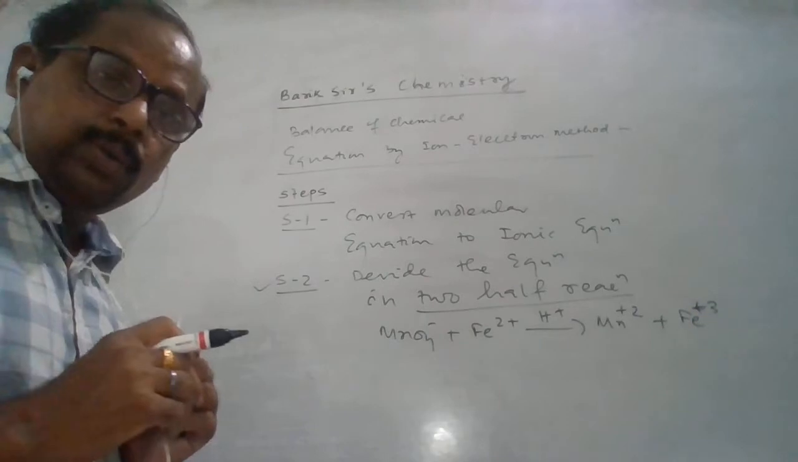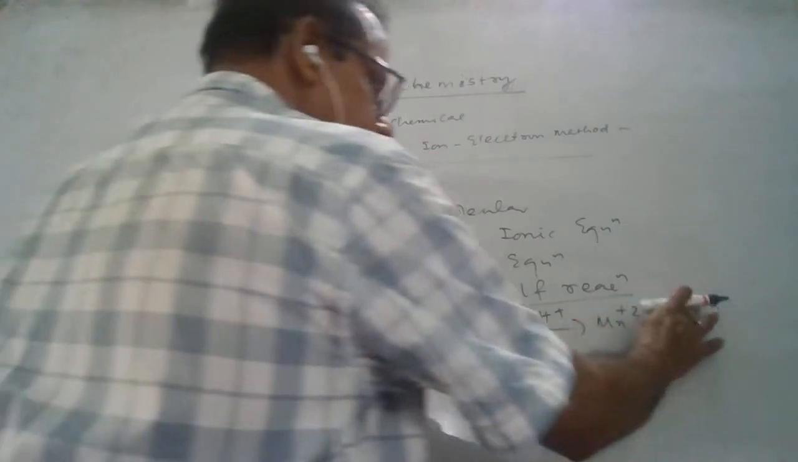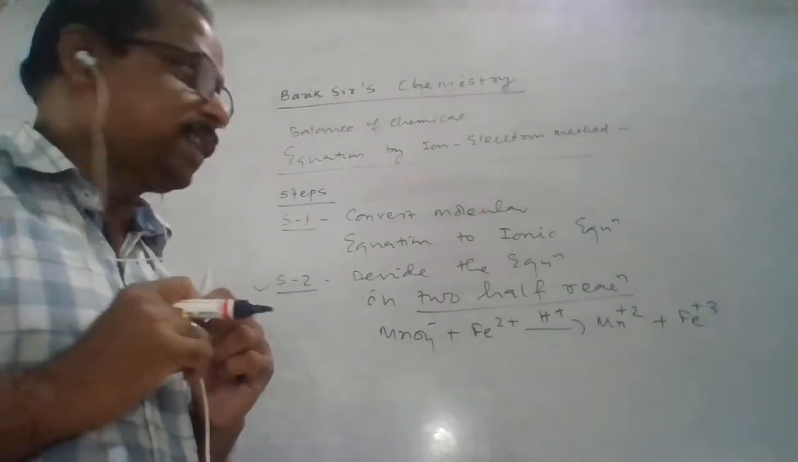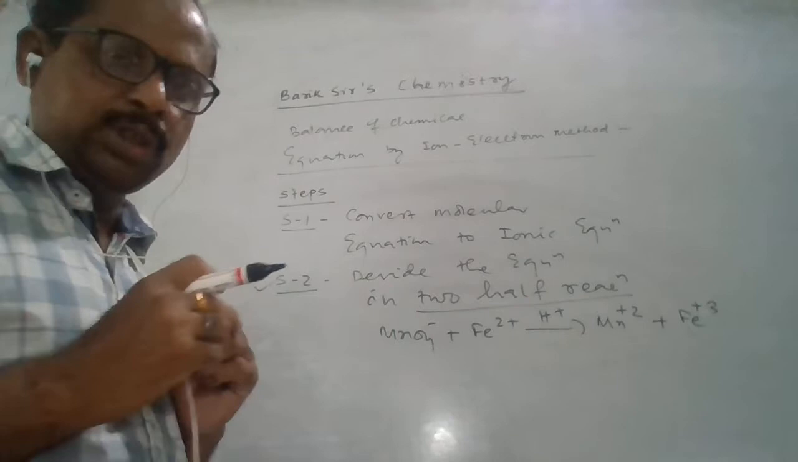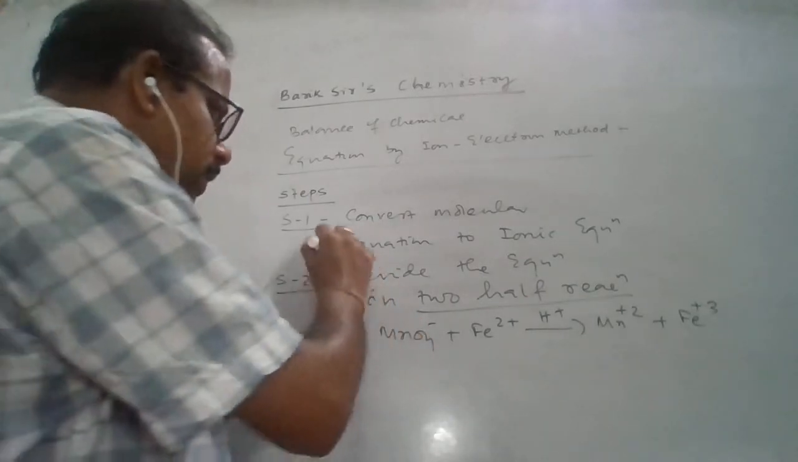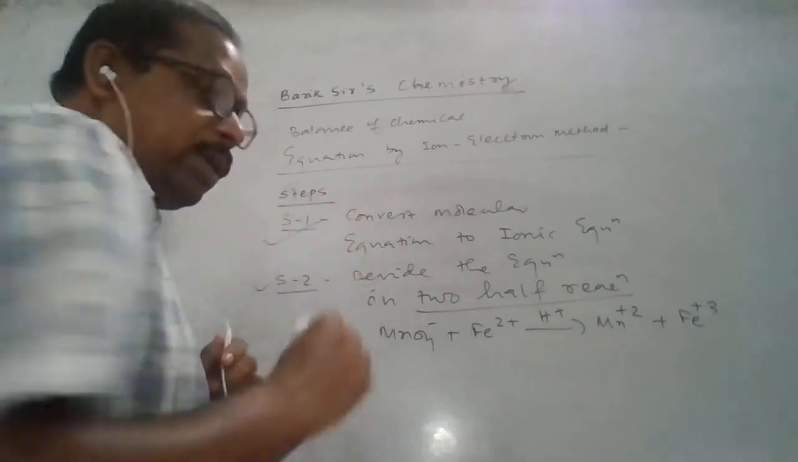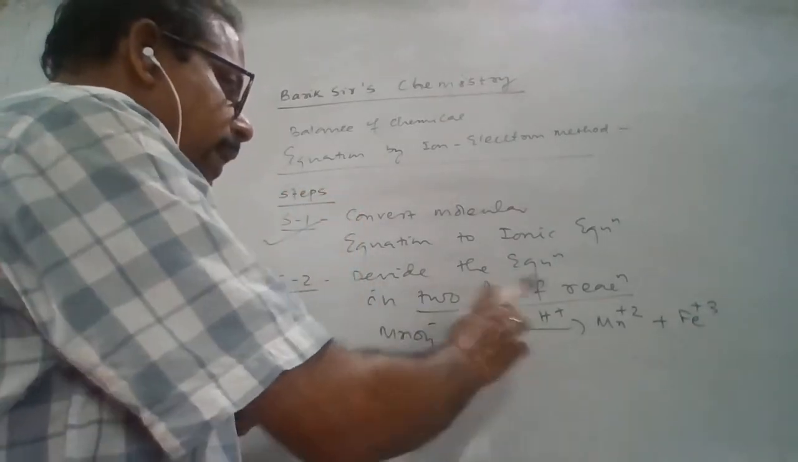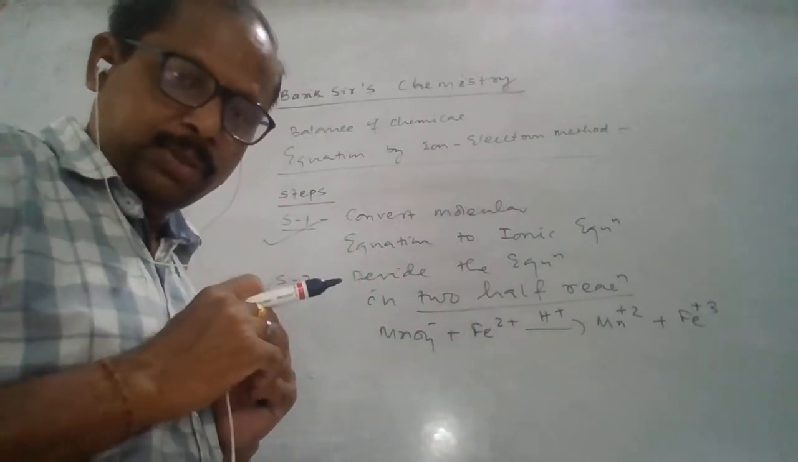So we have to balance this equation. Because it is already in the ionic form, it is a very common equation, asked many times. That's why I am choosing this one. To balance this equation that is already in the ionic form, step 1 will not be required here. So step 2 will be required: divide the equation into two half reactions.